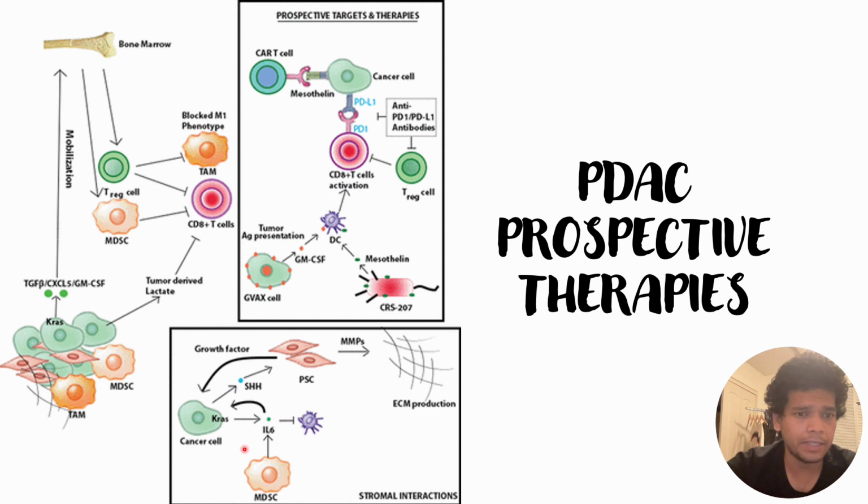Simultaneously, the cancer cells and MDSC cells also release IL-6, and this also promotes the formation of this extracellular matrix. So what are the strategies that are being targeted right now?